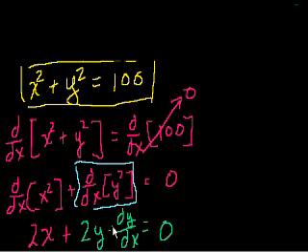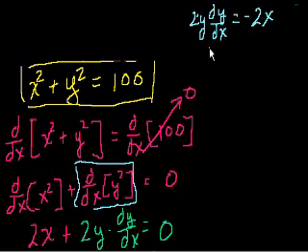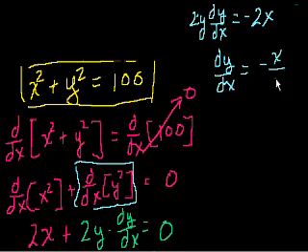So now we could solve this for the derivative of y with respect to x. So let's subtract 2x from both sides. So we get 2y dy dx is equal to, I'm just subtracting 2x from both sides, minus 2x. And then what do we get? We get dy over dx is equal to, divide both sides by 2y. The 2's cancel out. You get minus x over y.